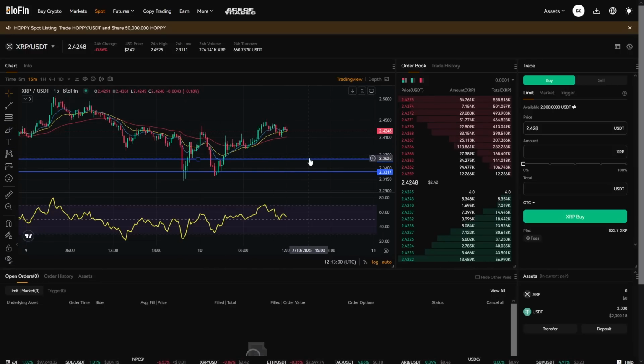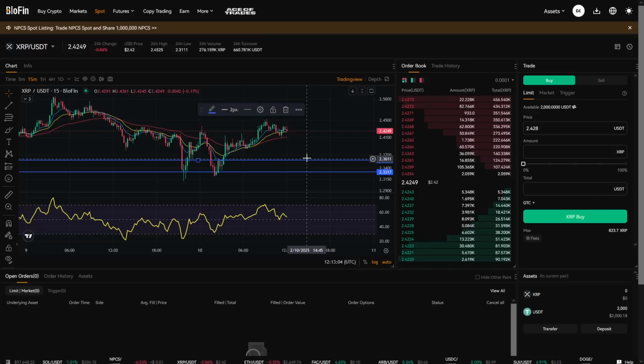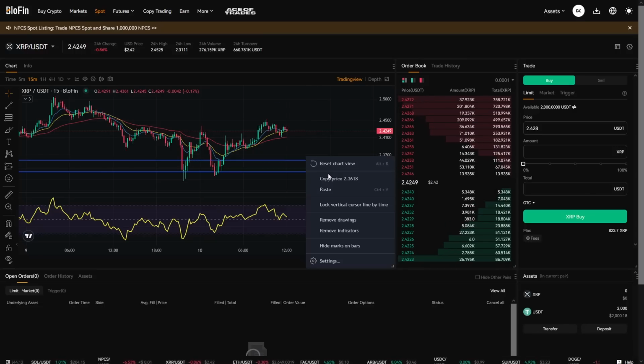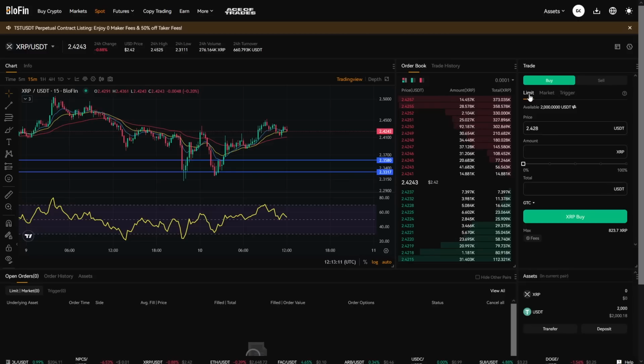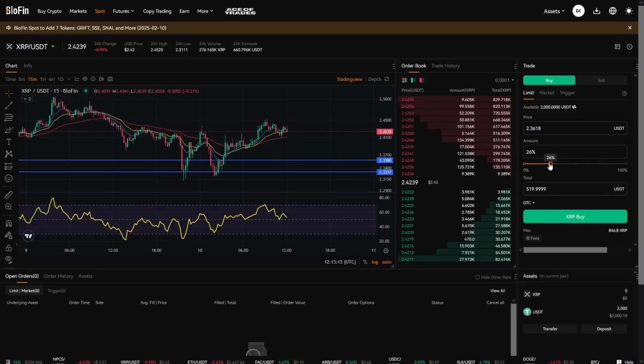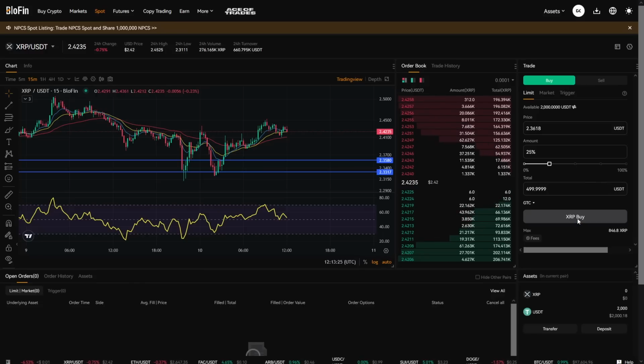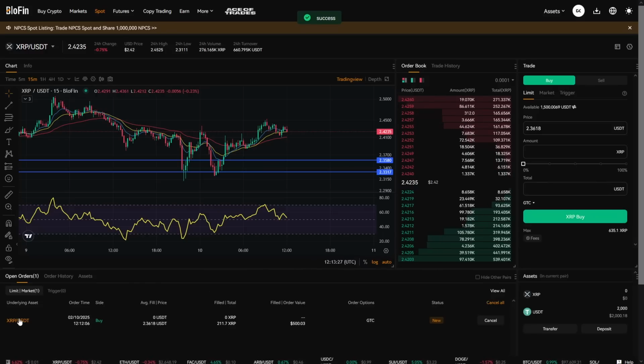So what I'm going to do is right click on this area here, and if I drop that down, you should be able to copy the price. Copy the price, $2.36. I'm going to go to limit order and paste that in like that, and I'm going to buy 25% of my spot position at the moment, whatever I've got in my spot, which is currently $2,000. I'm going to buy 25% of that right now on XRP. I'm going to put a limit order, a bid in the market right now, and there it is. Boom, populated in the list right there.